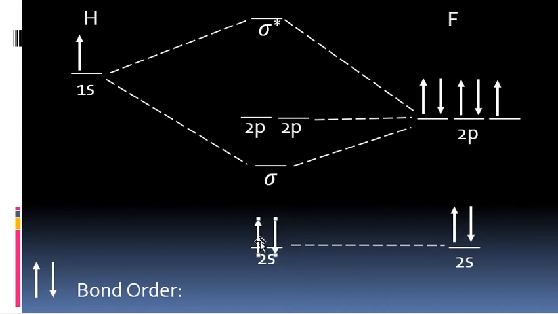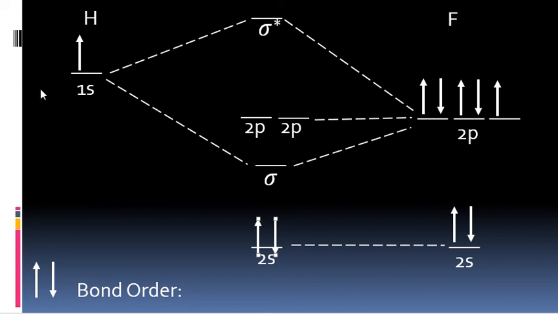It's not bonding, it's not anti-bonding, it's just non-bonding. So it doesn't really have an effect in our bond order calculation. These are effectively going to be like the lone pairs, one of the lone pairs on the fluorine atom. Now, for the case of hydrogen and fluorine, we have those 3 different p orbitals, but we only have a single s orbital.